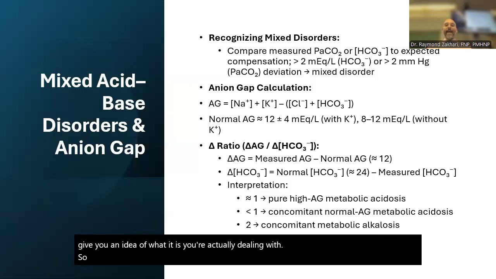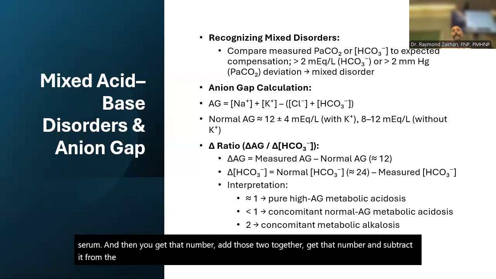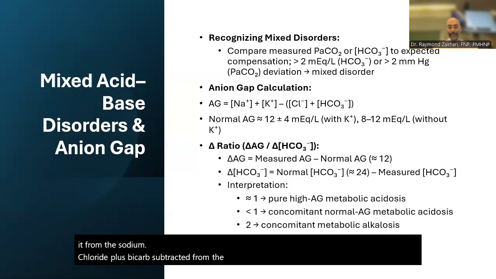So the anion gap, you should memorize that formula. It's basically chloride plus bicarb in the serum, and then you add those two together, get that number, and subtract it from the sodium. Chloride plus bicarb, subtracted from the sodium. A normal range is 8 to 12.